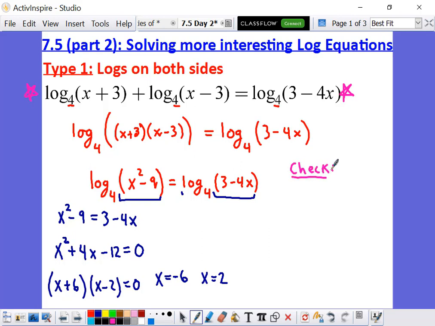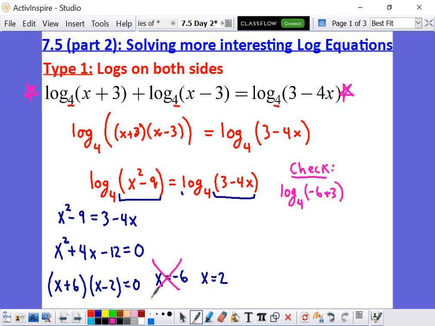The first one I'm going to check is x equals negative 6. I go back up to the original and plug that in. The first log I see is log base 4 of negative 6 plus 3, which would be log base 4 of negative 3. Are you ever allowed to take the log of negative 3? The answer is no. So when I use negative 6 as a possible x, I would be required to do something that is illegal. We cannot do that. So we're going to reject x equals negative 6 as a solution, because when I plug it back in for x, I'm required to take the log of a negative number.